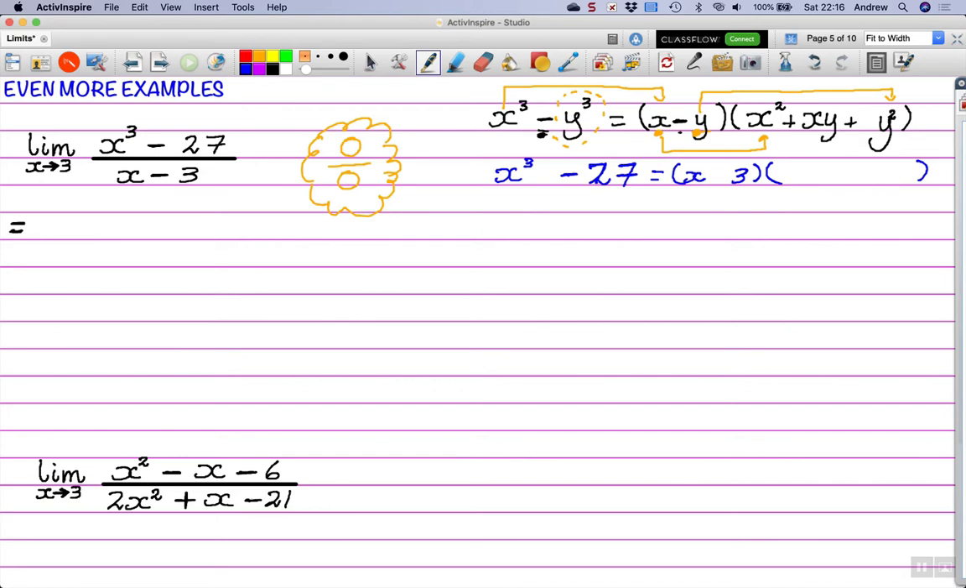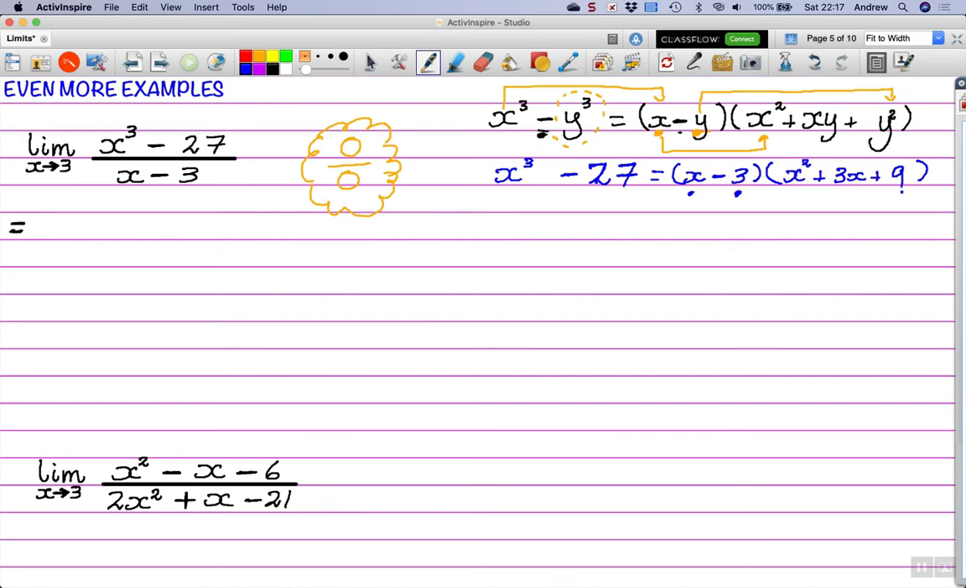How do I get this term here? I square the first one, so therefore that's going to be x squared. How do I get the term in the middle? It's the product of these 2 terms, so it's going to be 3x. How do I get the term at the end? I square the 3. So 3 squared is going to be equal to 9. And there's only one minus sign, so there it is, and then the rest are pluses.